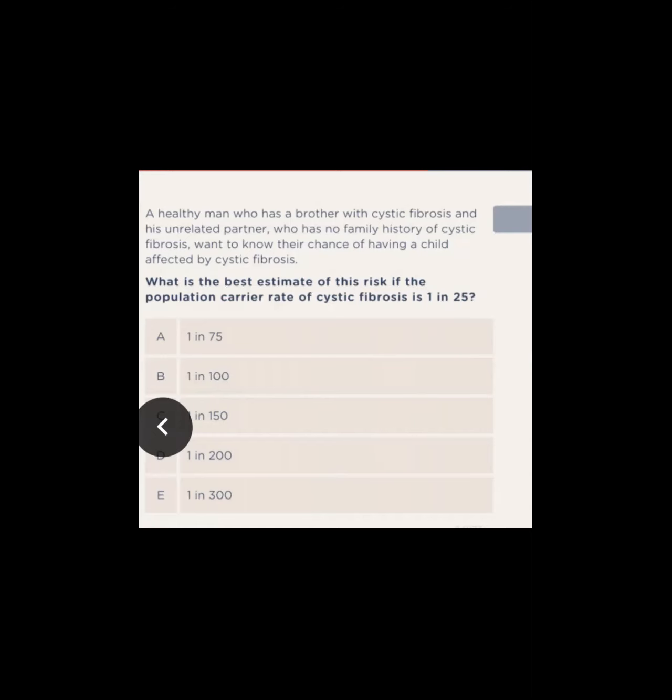So the man is worried that his child will have cystic fibrosis or not. So how will you calculate this risk? We know that cystic fibrosis is an autosomal recessive condition. This we all know. So let us see. Here the man's parents are obligate carriers. Why? Because they have an affected son. So the man's parents are obligate carriers for cystic fibrosis because it is an autosomal recessive condition. Because he is unaffected, his chance of being a carrier is 2/3.